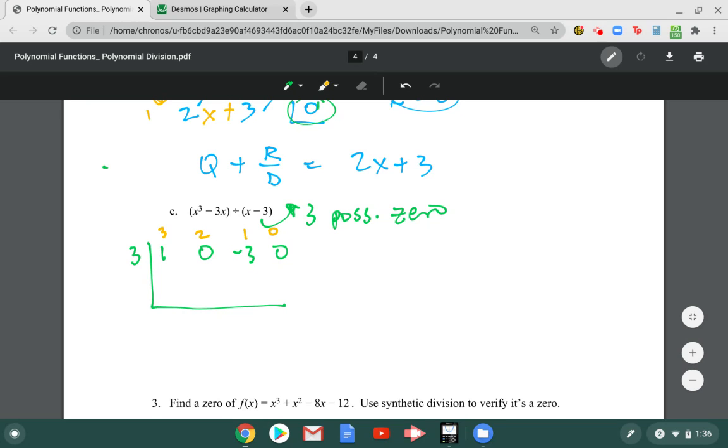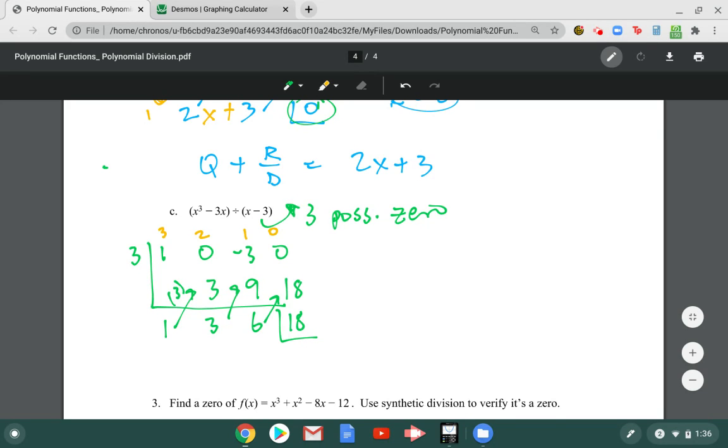Okay, let's go ahead and move through our synthetic division. As I go down, I add 1 plus nothing is 1. Move up diagonally, I'm multiplying by 3. 1 times 3 is 3. I go down, I add 0 plus 3 is 3. Move up diagonally, 3 times 3 is 9. 9 minus 3 is 6. Move up diagonally, 6 times 3 is 18. Add those together, and I get 18.